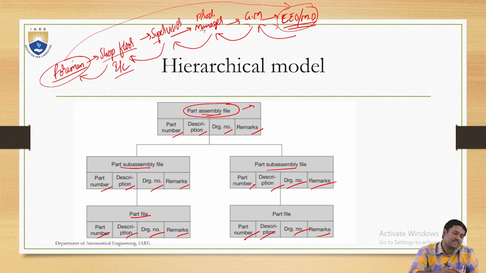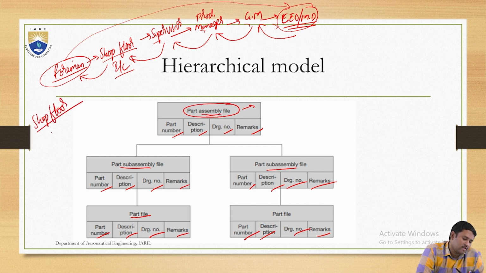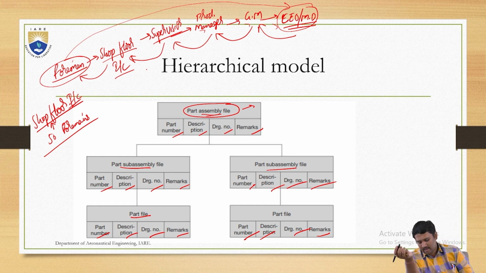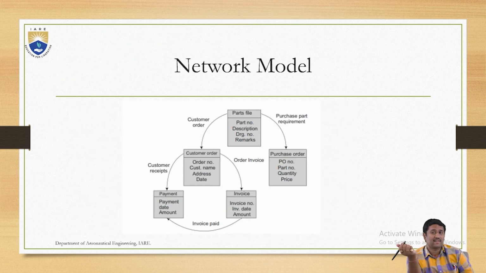Let's say, for example, one shop floor in charge. If you're having a shop floor of 50 foremen, right? These 50 foremen will be controlled by one shop floor in charge. Again, multiple shop floors will be controlled by a supervisor in the same case. Now, coming to your next, which is basically your network model.